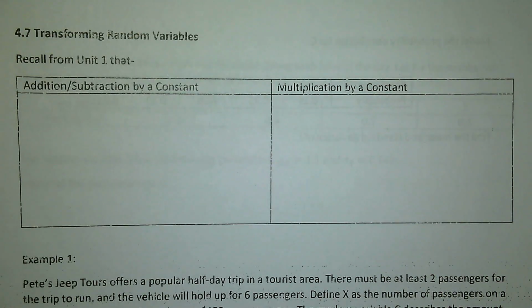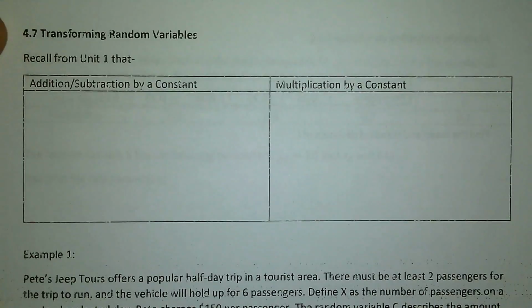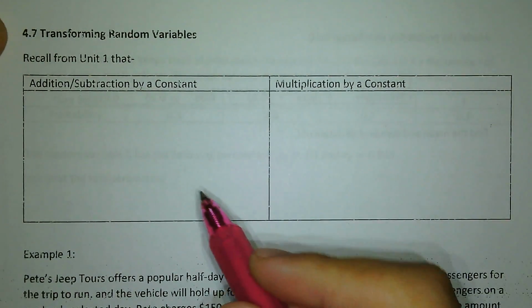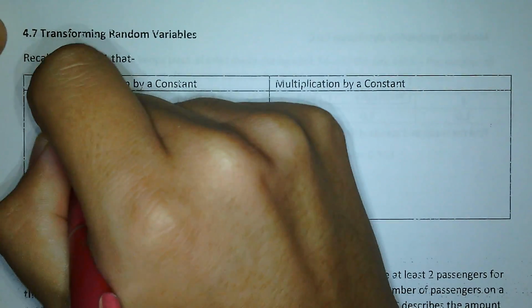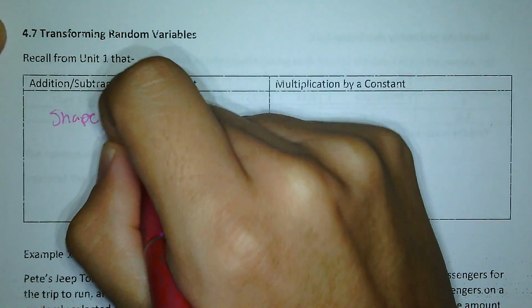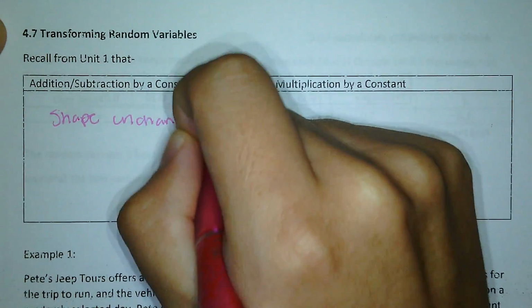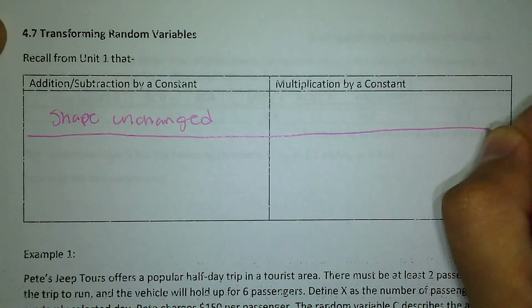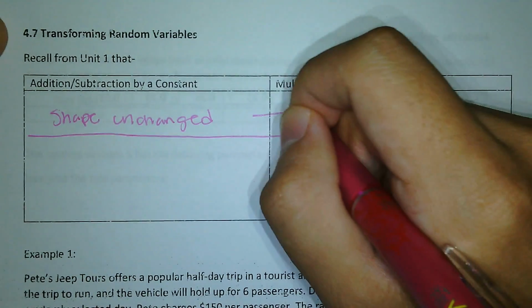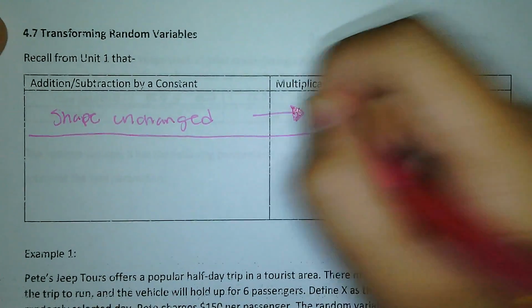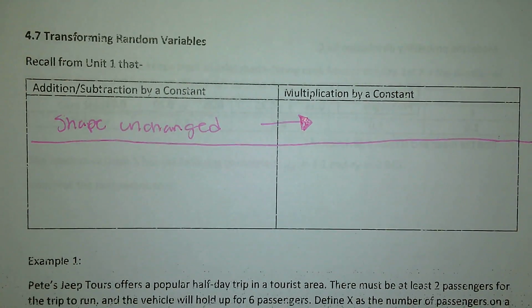Now, recall from Unit 1, we had a few transformations that we applied to our data sets, and this had some impact on our information. So whether we add, subtract, or multiply by a constant, we learned that the shape remains the same. Shape is unchanged. I'm just going to shorthand here. Shape, unchanged, same thing here. So shape is preserved regardless of which operation we're doing.